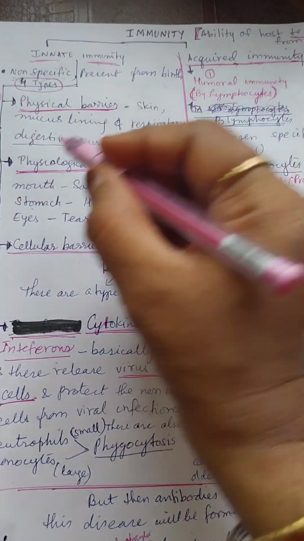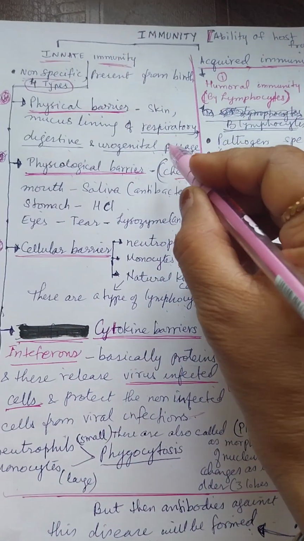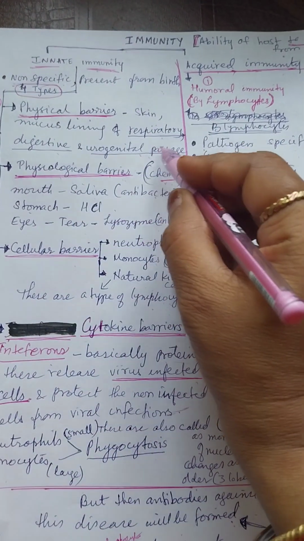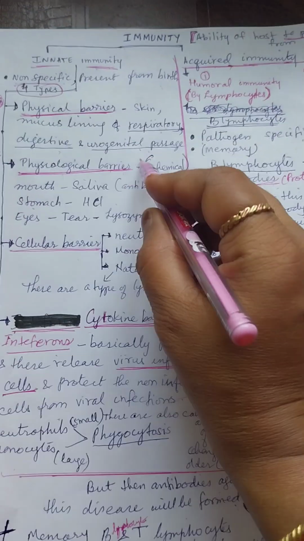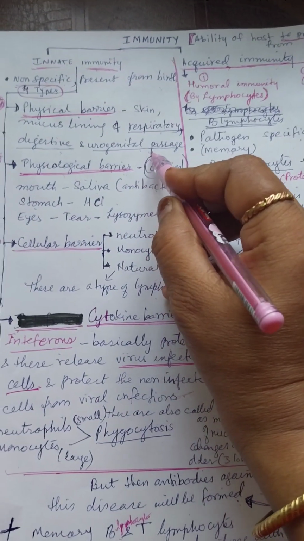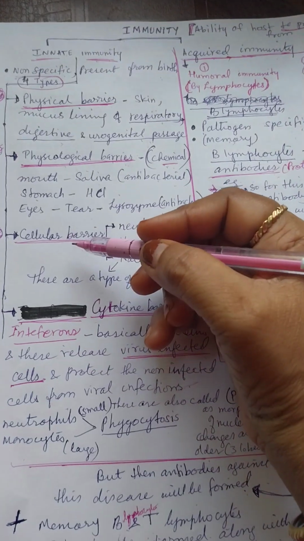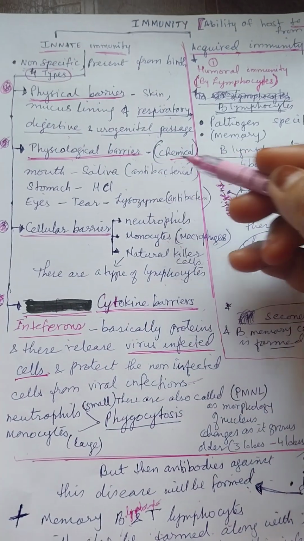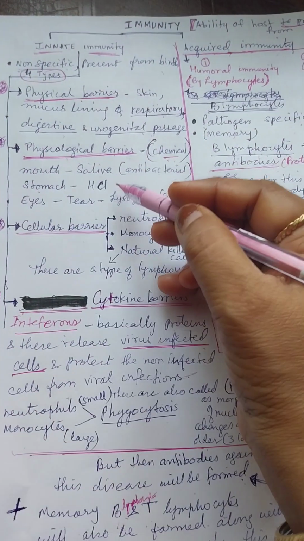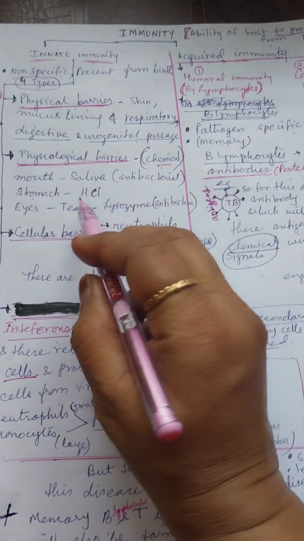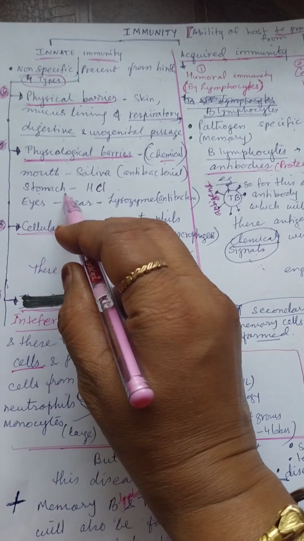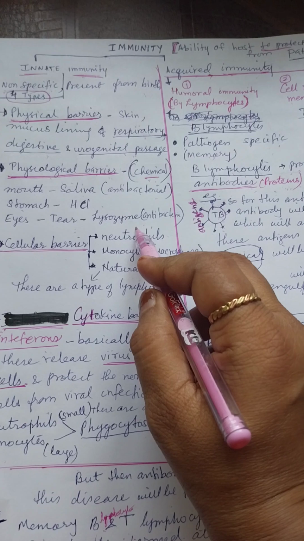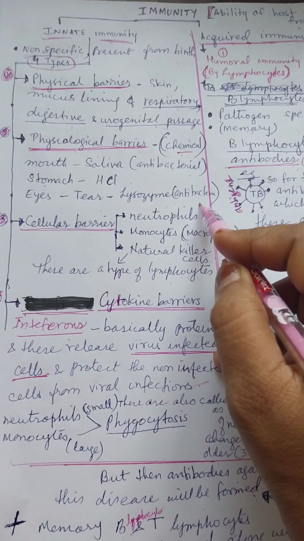Example, skin. It will not allow any pathogen to enter the body. Suppose the pathogen enters, there is mucus lining in the respiratory, digestive and urogenital passages, and the pathogen will get trapped over there. Now, another type is physiological barrier, the chemicals. In mouth, saliva is present, which is antibacterial. The pathogens will be killed by HCl in stomach. Eyes, the tear is present, which has lysozyme, which is also antibacterial.